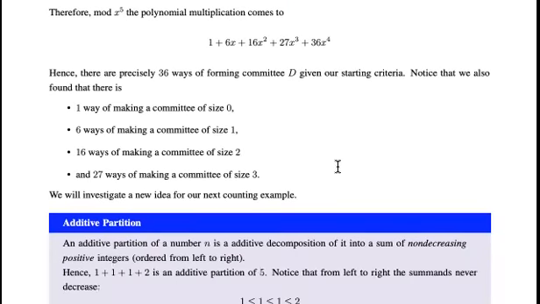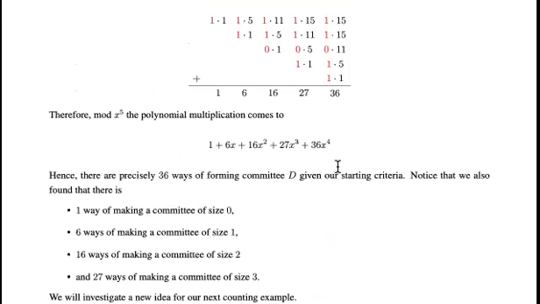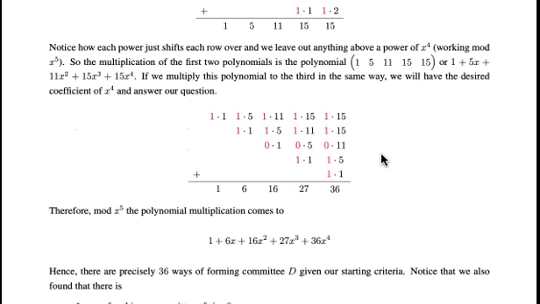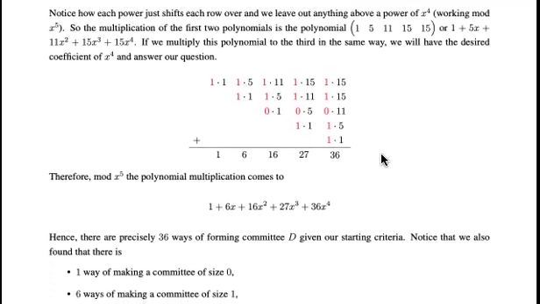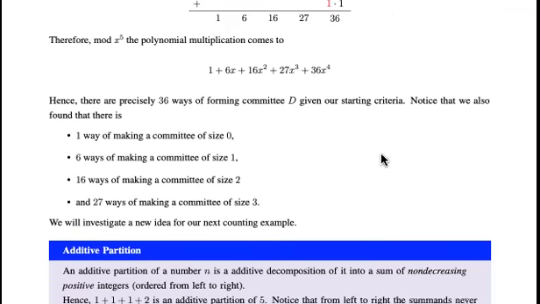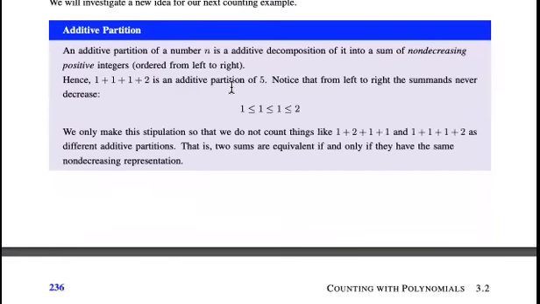Okay, so that concludes our first example of polynomial committee and quick tabular polynomial multiplication, and how we can use polynomials to help us solve a counting problem. In the next video, we will look at another example. We're still in the same subsection, but this next example will be on counting something called an additive partition.